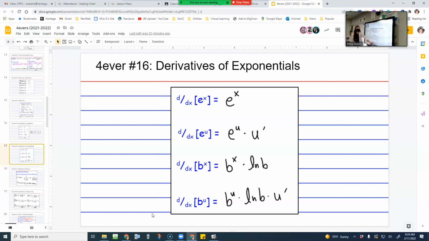So if I had something like 2 to the x, the derivative would be 2 to the x, ln of 2 times, what's x prime? 1. Nice, all right.